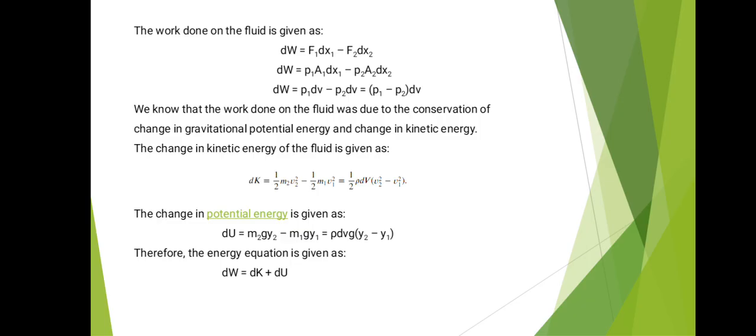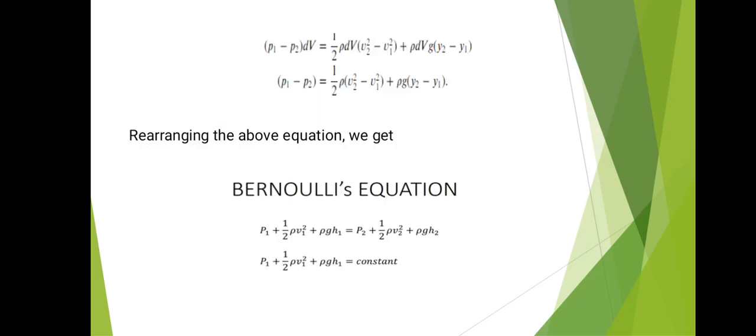The change in potential energy is given as dU. Therefore, dU equals m2 g y2 minus m1 g y1. We can write, therefore, dU equals rho dV g (y2 minus y1). Therefore, the energy equation is given as work done equals change in kinetic energy plus change in potential energy, dW equals dK plus dU.